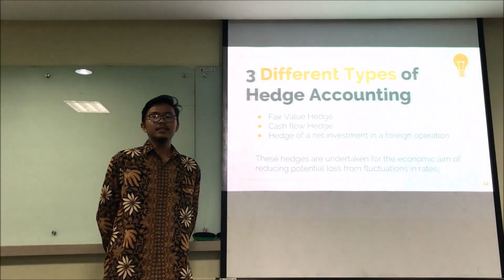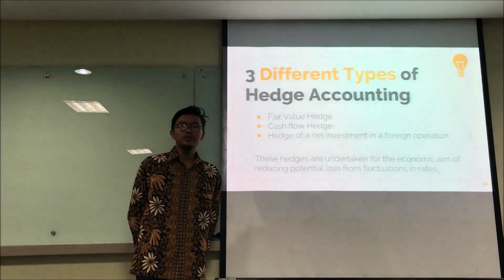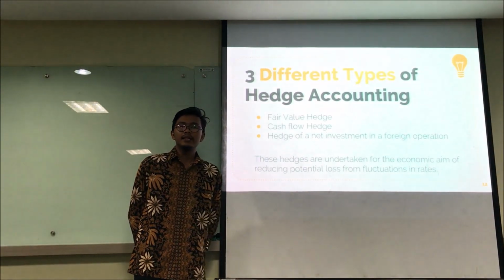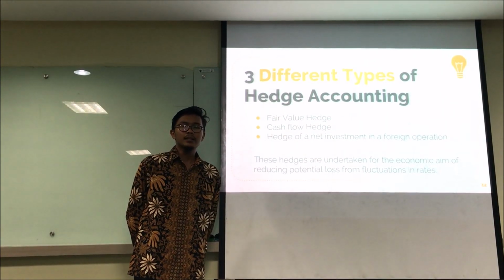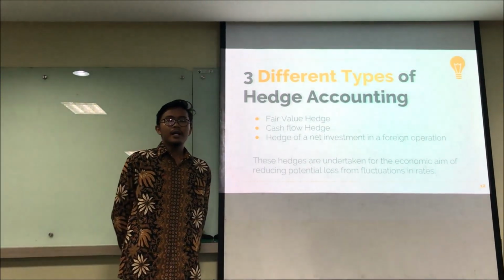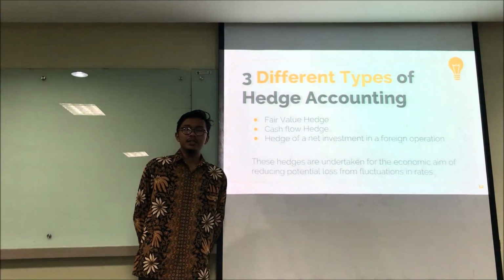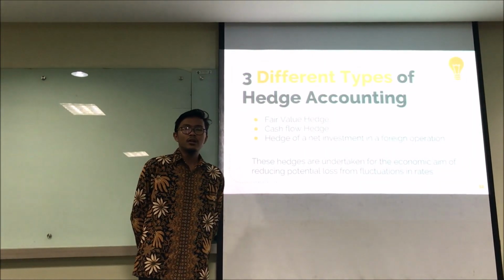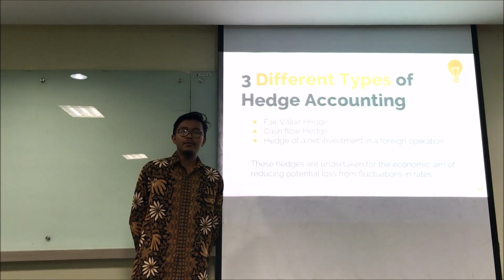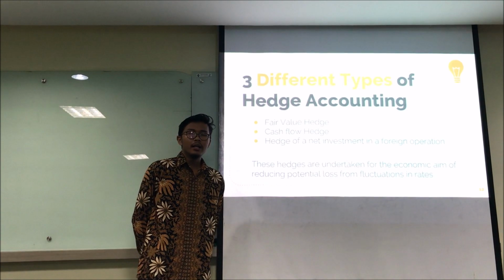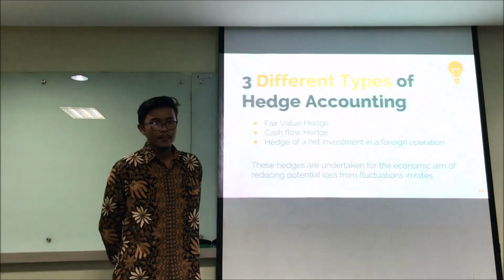Fair value hedge is a derivative that is used to offset the exposure to changes in the fair value of recognized assets or liabilities or unrecognized firm commitments. In a perfect hedging position, the profit or loss on the fair value of the derivative and the asset or liability hedged must be equal and offset each other.